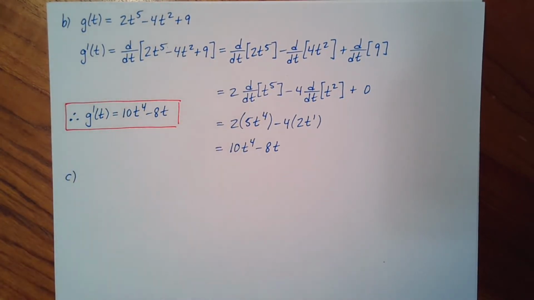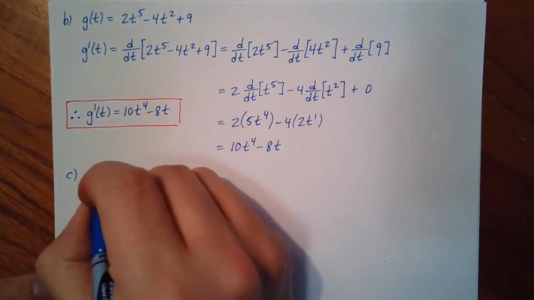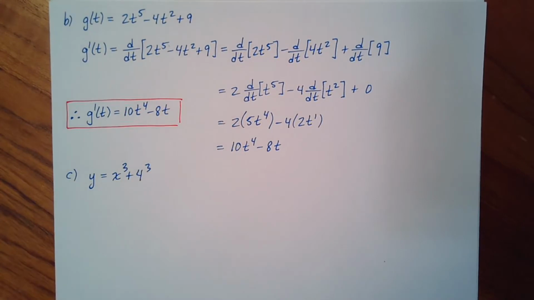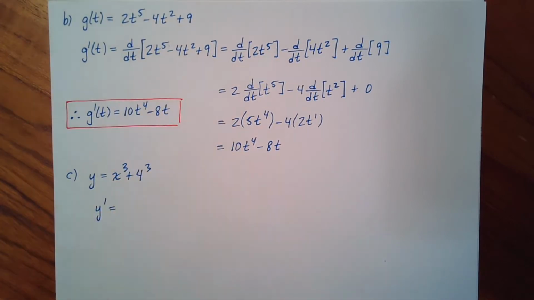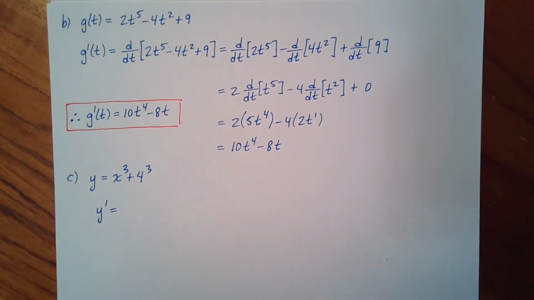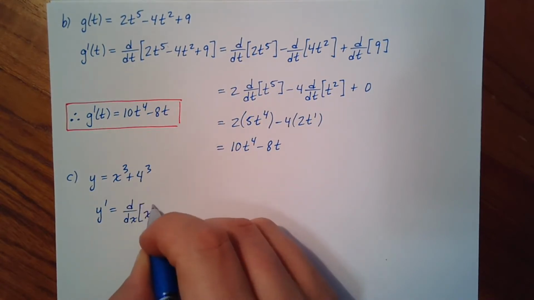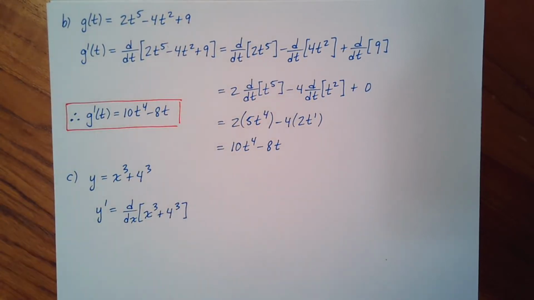So if you remember for part C, the function was y equals x cubed plus 4 cubed. So I'll just write that down so we have it in front of us. Okay, and let's go ahead. So you can write dy dx, or you can write y prime. Both of those would be valid notations for the derivative of y. I'm going to write y prime this time, just because I like that notation the best. It's just the briefest. So y prime is the derivative with respect to x of x cubed plus 4 cubed, right? I'm just shifting into operator notation again.